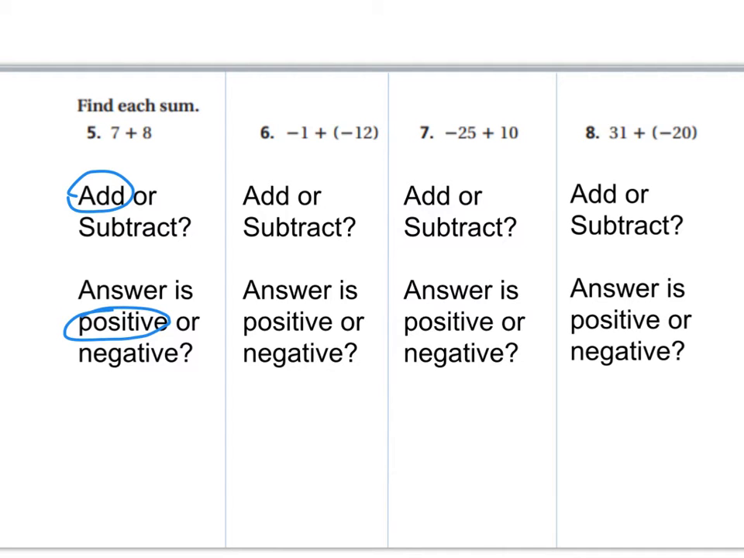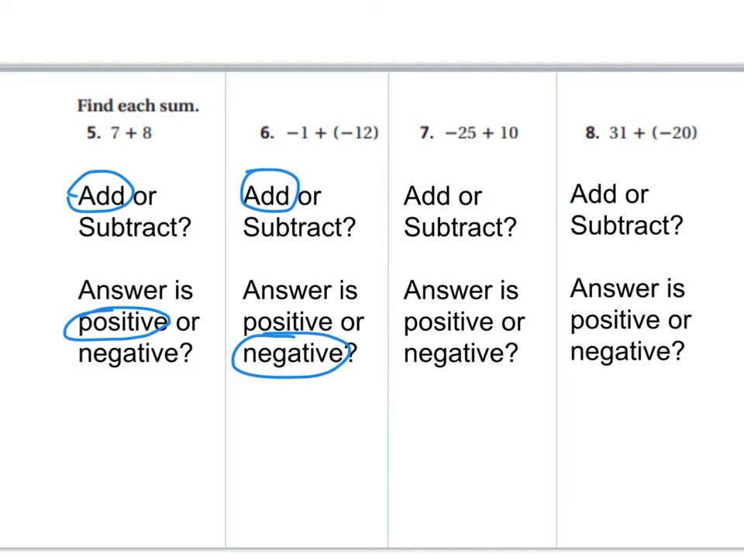The next one, am I going to add or subtract? The signs are the same, so I'm going to add like normal. My answer is going to be what? Positive or negative? Well, when the signs are the same, I'm going to add like normal, and I'm going to keep the sign. So since they're both negative, the answer is going to be negative.